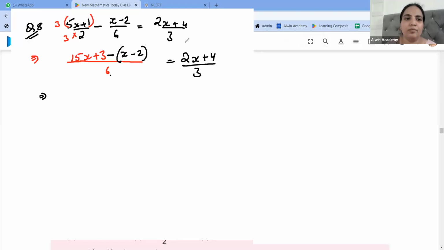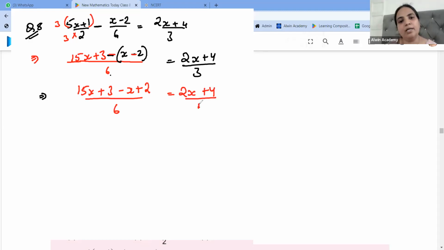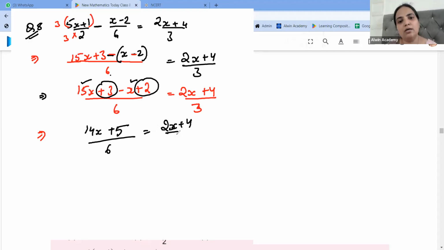And now, let's open up the brackets of the first numerator. 15x plus 3 minus x. Now this negative and negative together will become positive 2 by 6 equals twice of x plus 4 by 3. Now how to solve this? 15x minus x is 14x. Plus 3 and plus 2 is plus 5 by 6 equals 2x plus 4 by 3.